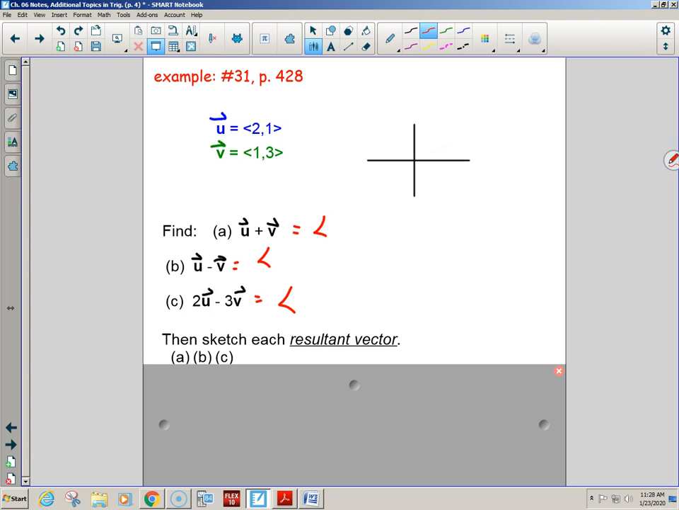Is the math hard? If I have these guys in components, what happens if I say add them? You add them. That's easy. What if I say subtract them? Okay, your turn. I added them. You subtract them.